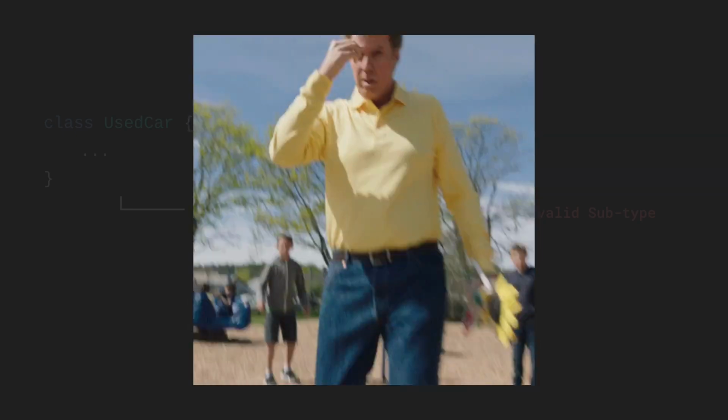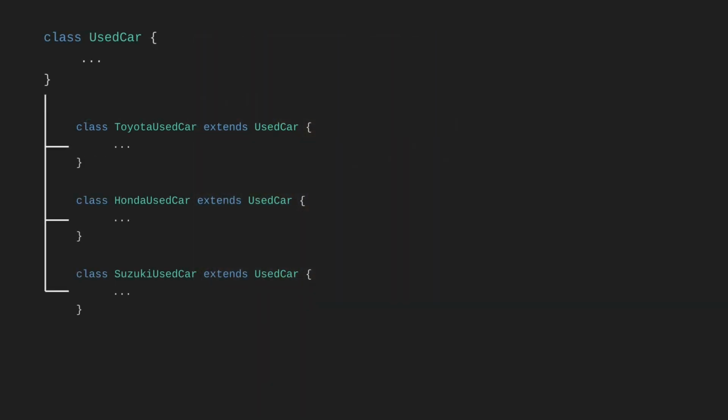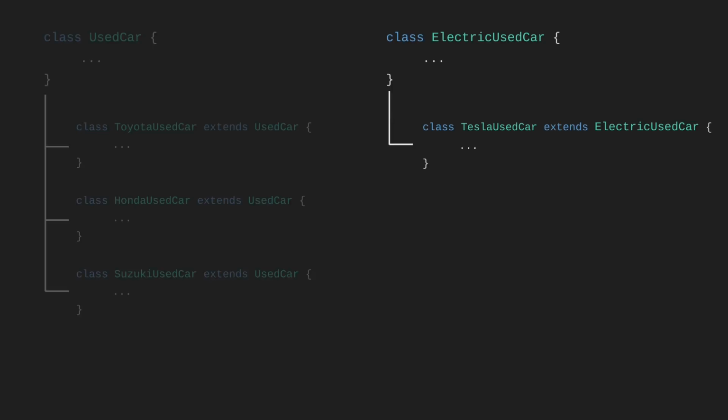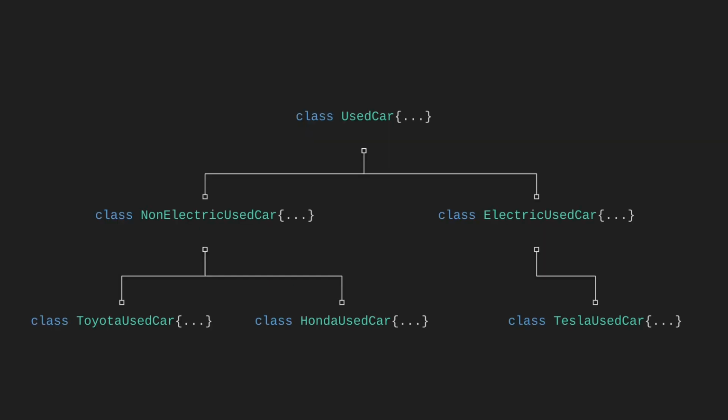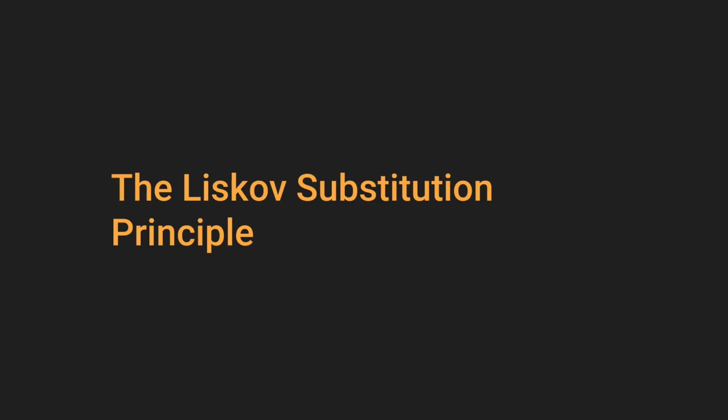To fix it, we can create another base class called electric used car and extend Tesla used car from it. Or we can reconsider the class hierarchy to accommodate electric cars. It is up to the team which solution they opt for. The Liskov Substitution principle helps us write better class hierarchies and also saves client code from getting into unexpected behaviors.